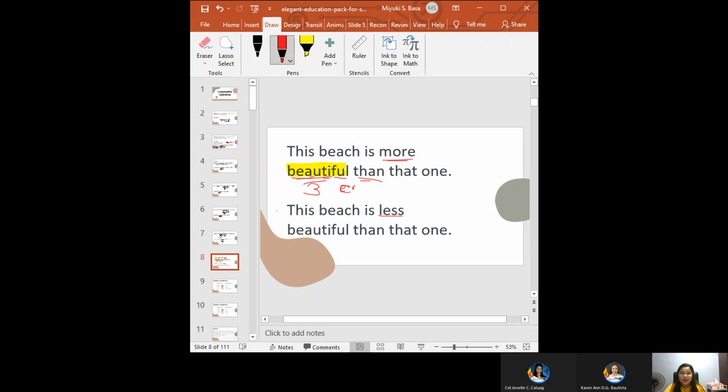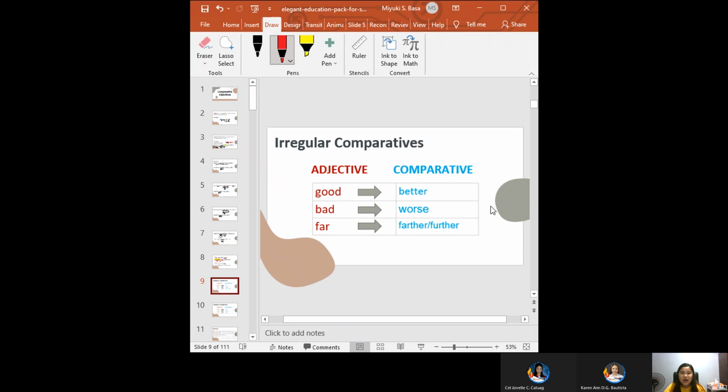Okay, thank you for responding, Ms. Kaluwag. So now for our last rule, remember this class that there are some comparative adjectives that don't follow the usual rules that we discussed earlier. Instead, we have what we call the irregular comparatives. For example, the word good becomes better, bad becomes worse, and far becomes farther or further. Do you understand, guys?